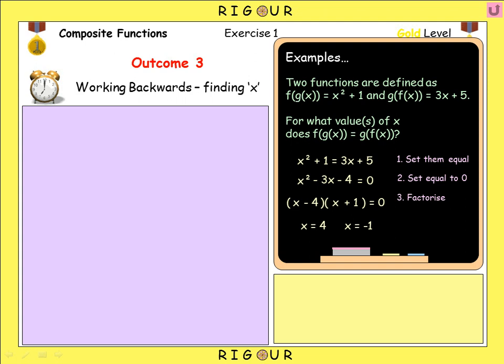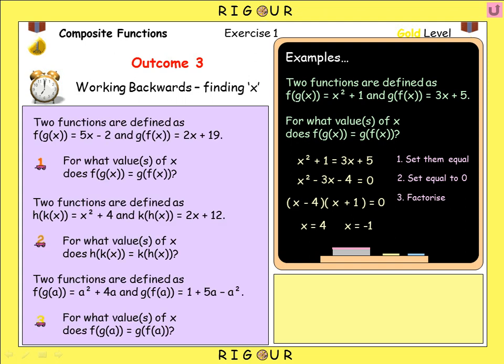two values for x. So for the following questions here, we're going to set them equal to 0 and factorise, and try and determine the values of the letters given. And if we're working on these at home, please pause the video now. Okay, you've unpaused the video, let's go over some answers.